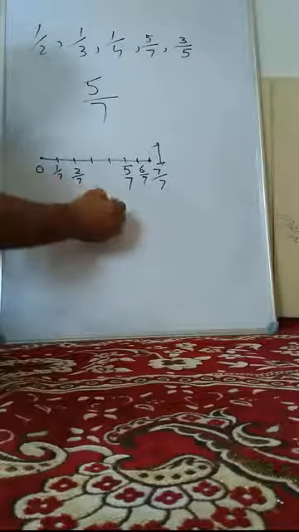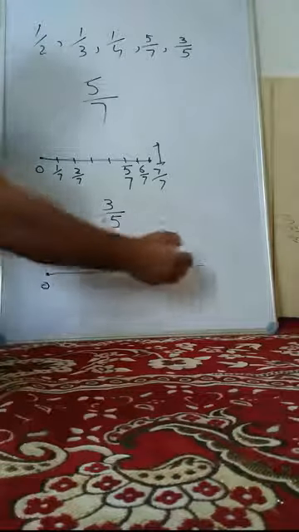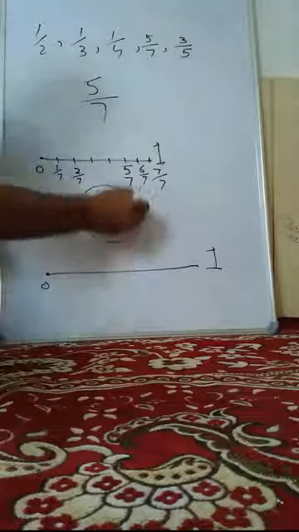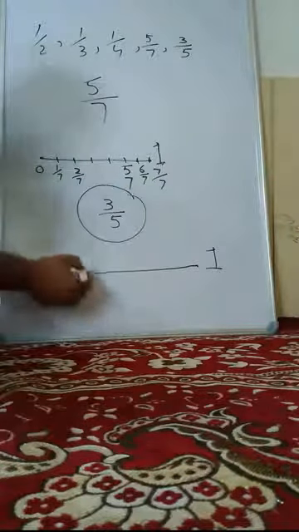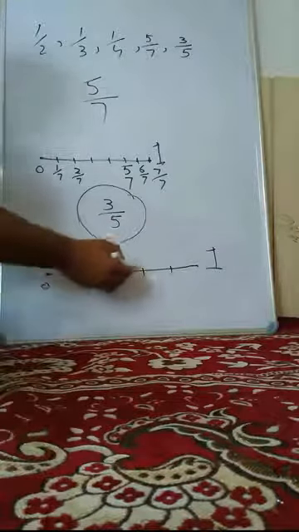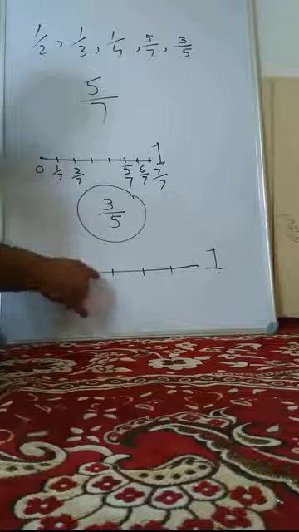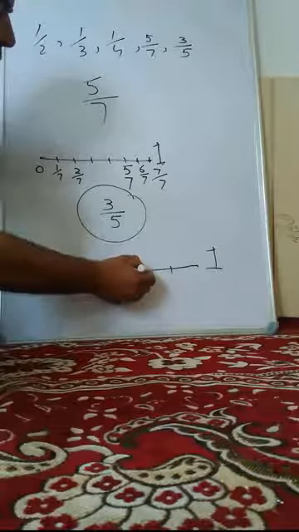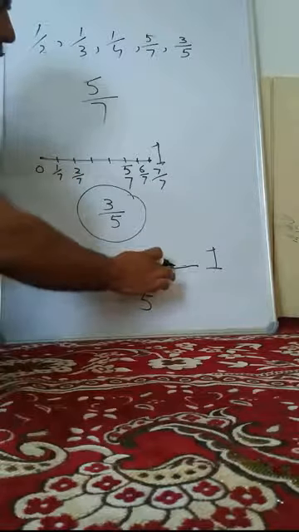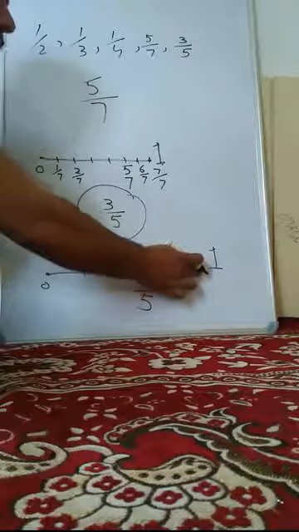3 by 5, let us plot 3 by 5. We have a number line, this point is 0, and what is this point? Right, it is 1. What we have to do? We have to divide it into 5 equal parts: 1, 2, 3, 4 and 5. This is 1 by 5. This is 2 by 5. This point is 3 by 5. This point is 4 by 5. And this point is 5 by 5, that is equal to 1.